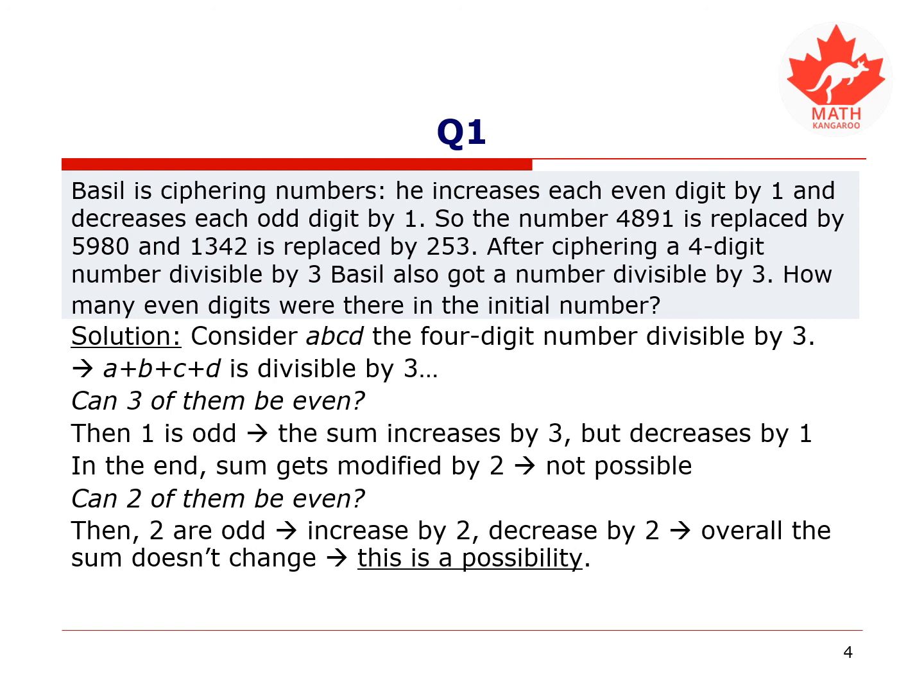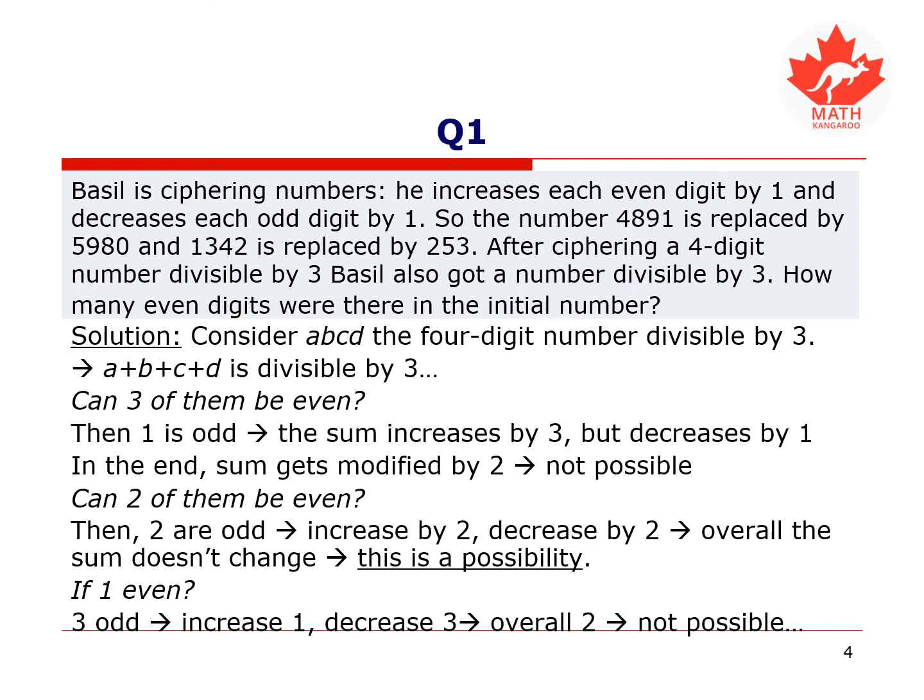We might have a plus b plus c plus d divisible by 3, and after our weird transformation, some digits increase, some digits decrease, but the sum total doesn't change, so it's still divisible by 3. Can one of the digits be even? That would make the other 3 digits odd, and we run into the same case of an overall change by 2 that we've discussed before.